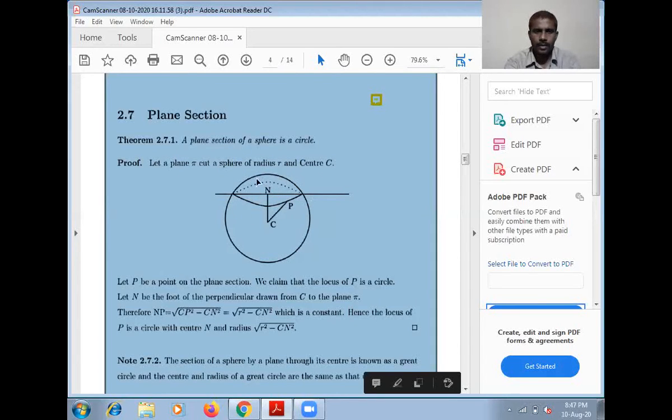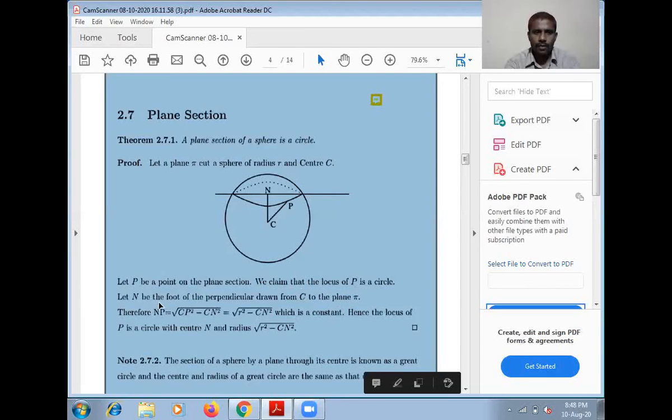Through this diagram, this line is a plane. Now this plane cuts this sphere of radius r and center c. So here c is the center and r is the radius of the sphere. Let p be any point on the plane section. We claim that the locus of p is a circle.